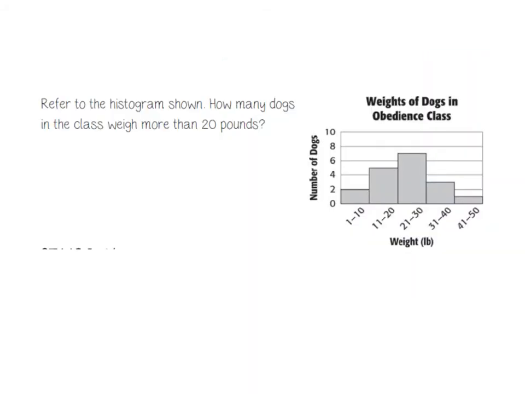So let's try it one more time. Refer to the histogram shown. How many dogs in the class weigh more than 20 pounds? Can it weigh 20 pounds? So that's what you have to decide. What sign is going to go there? What inequality is going to be there? More than 20 pounds. That means it has to be greater than 20 pounds. It cannot be equal. Not greater than or equal to. It has to be more than.